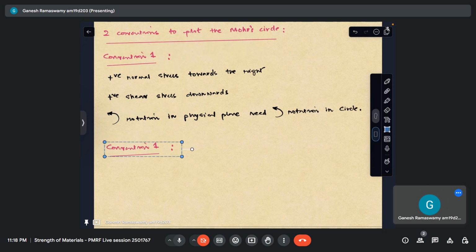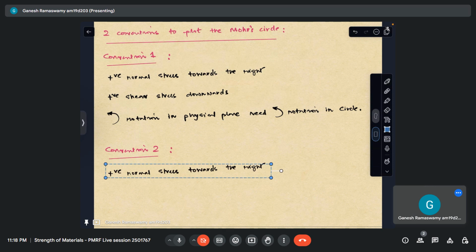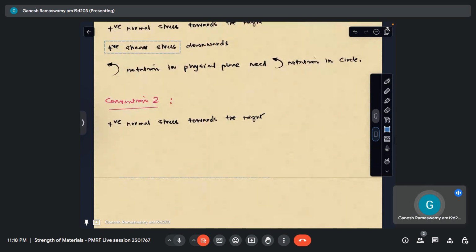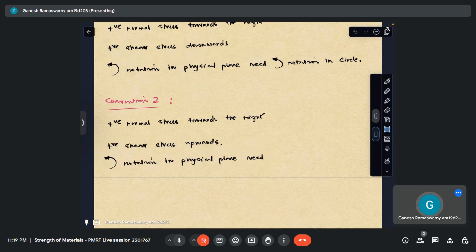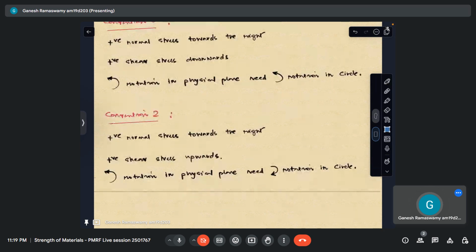Convention 2. The second convention is that we have again the normal stress pointing to the right. This remains the same, but the positive shear points upwards. When the positive shear points upwards, then anti-clockwise rotations in the physical plane need clockwise rotations in the circle. So let me just explain what this is.